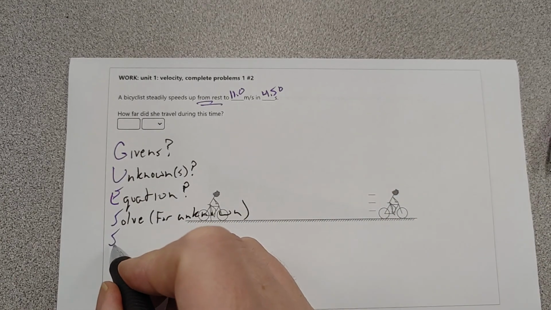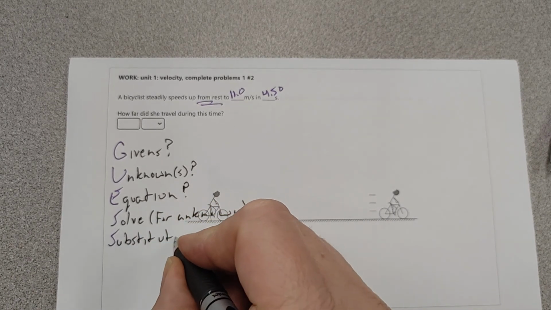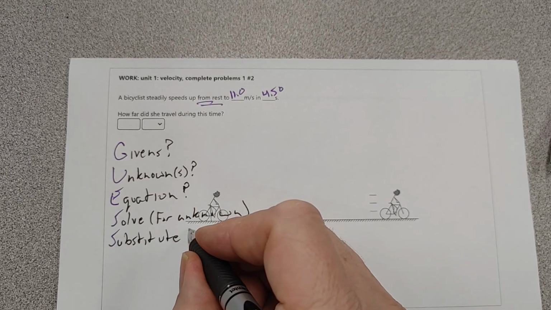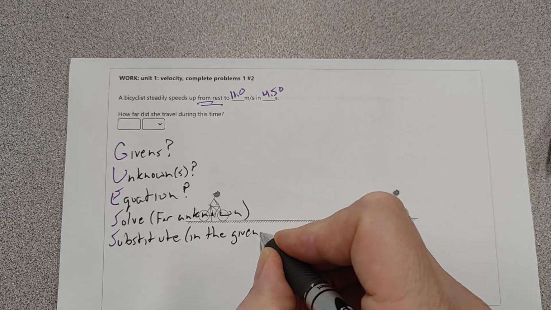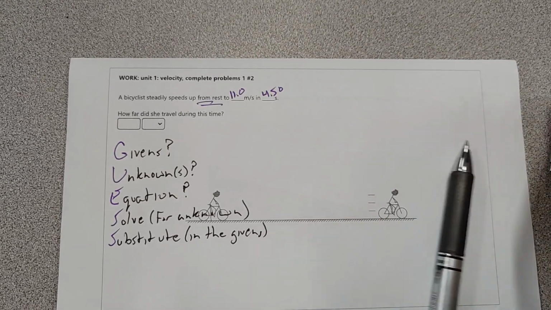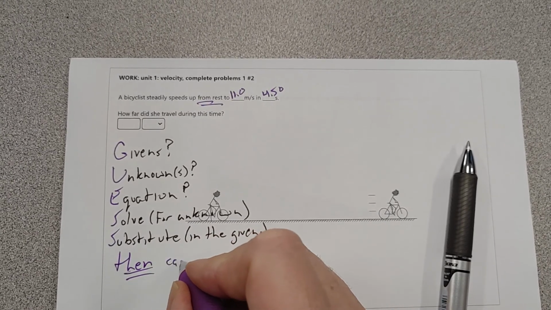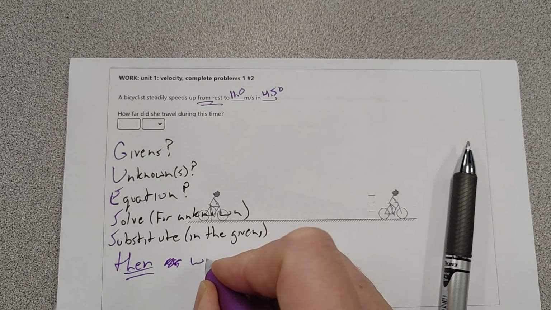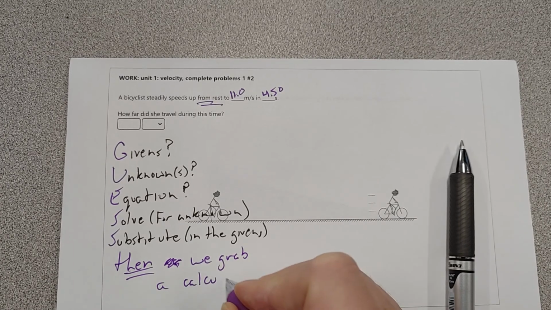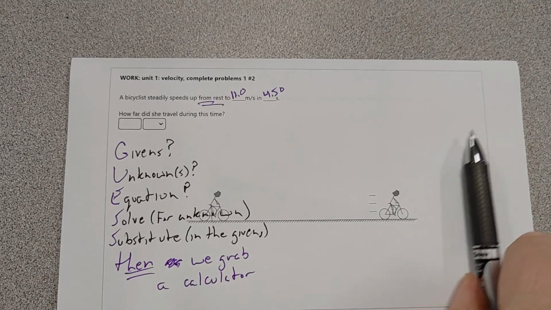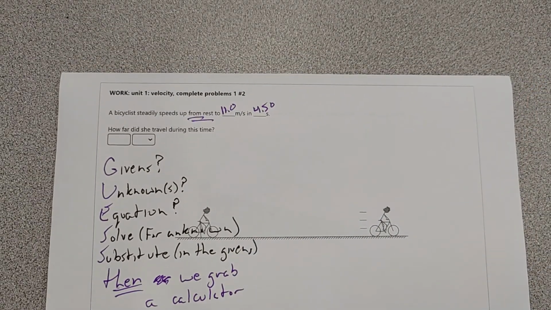And lastly, we substitute. What do we substitute? We substitute in the givens. And then, and only then, we grab a calculator. And when you guys are showing your work, I expect to see these things. So let's demonstrate the usual process over here.